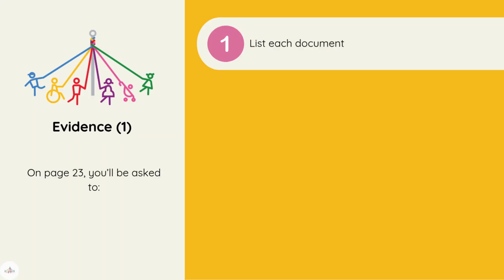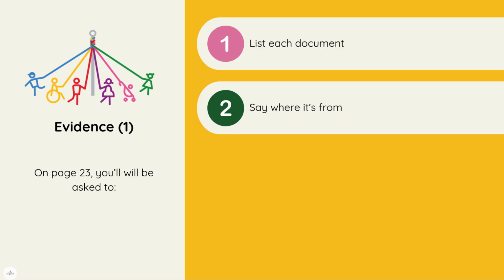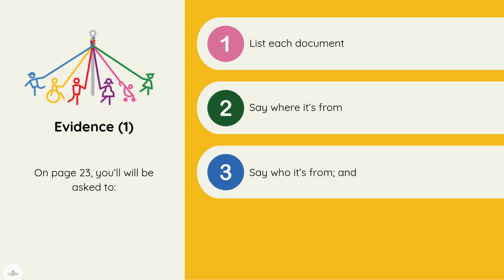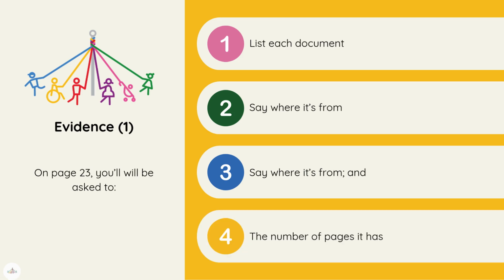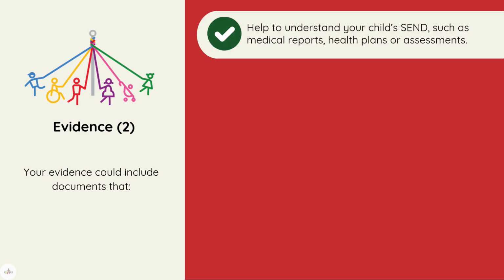Evidence. On this page, you'll be asked to list each document, say where it is from, say who it's from, and the number of pages it has. Evidence. Your evidence could include documents that help to understand your child's SEND, such as medical reports, health plans, or assessments.